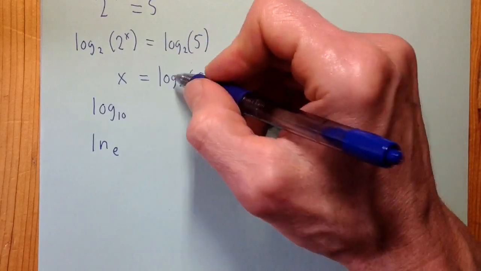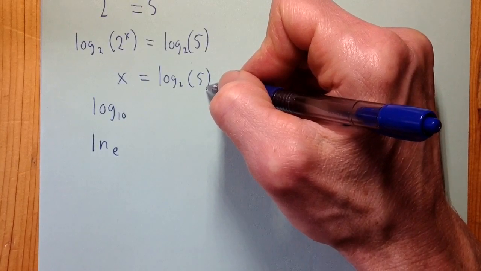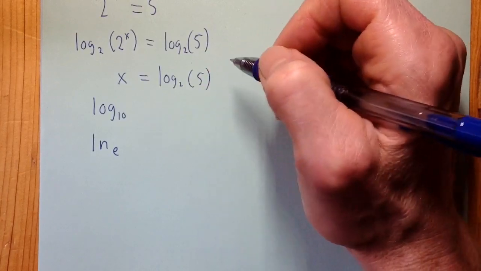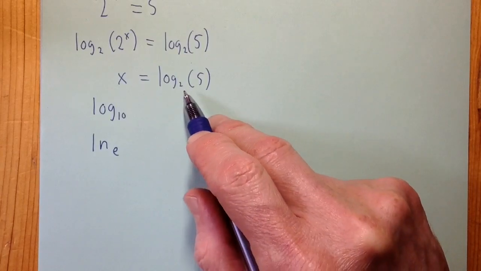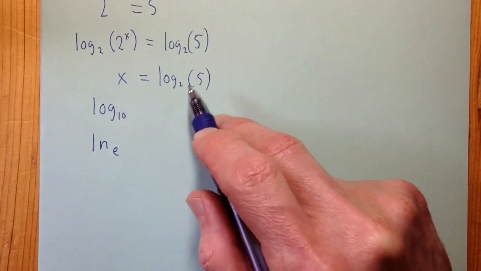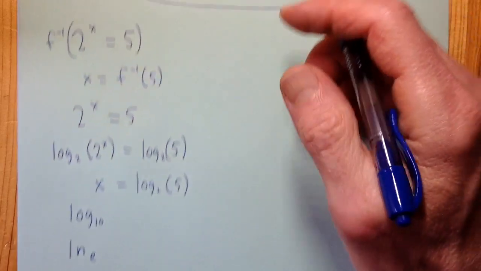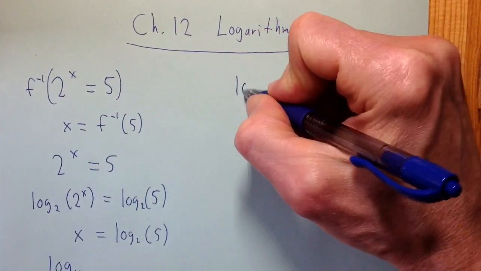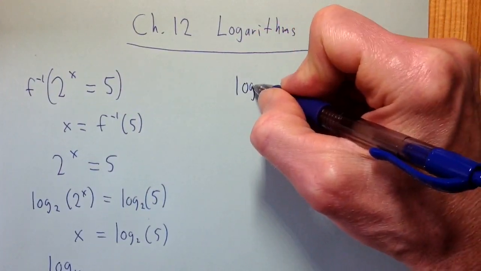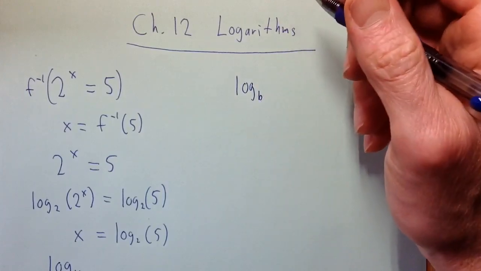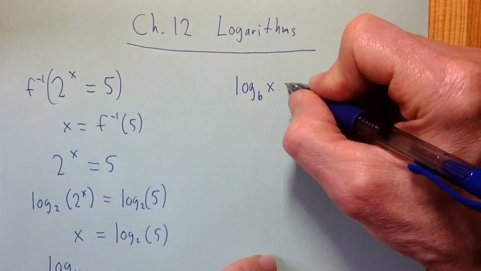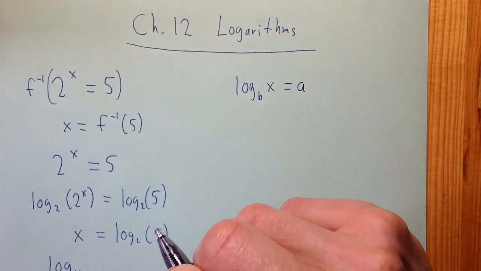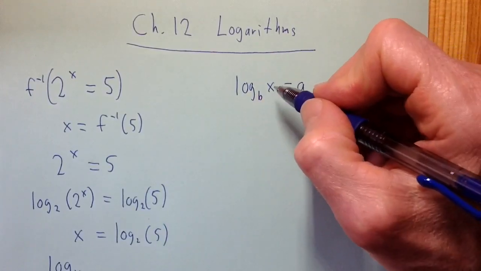So if you want to know the log base 2 of 5, like the first problems in chapter 12, how do you do that if your calculator doesn't have a log base 2 button? So here's how you figure that out. Let's say we have log base b, they typically call the base b, because b for base, of x is equal to something. Okay, we want to know what that x is.